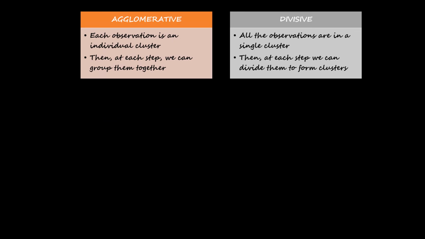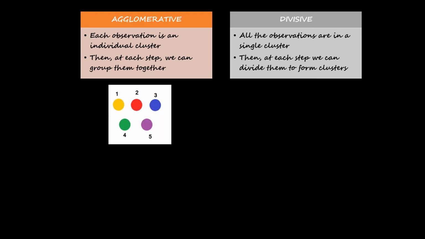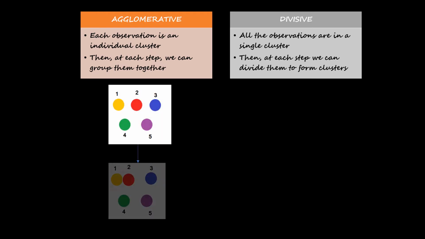We'll talk about the two types of clusterings actually. Agglomerative and divisive are the two types of clusterings. In agglomerative clustering, each observation is an individual cluster. Then at each step, we can group them together. So these are 5 observations. And then in subsequent steps, we can keep grouping them together, like 1 and 2 are grouped together and we can move on.